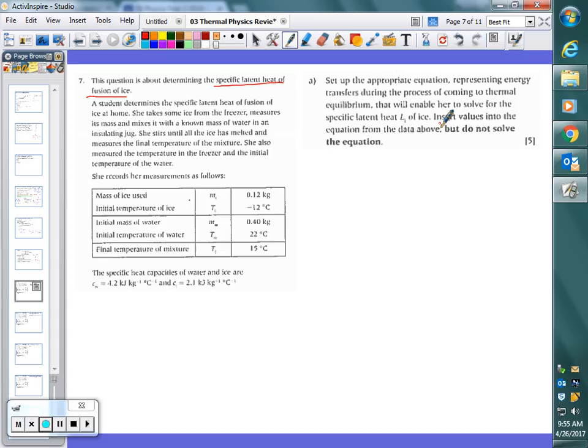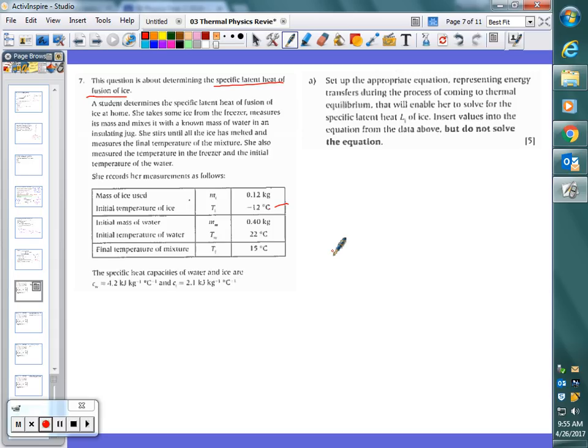So it's going to cool down, so it's going to lose energy. That's one energy transfer that has to occur, okay? It's going to melt. So that's 2, but what has to happen to the ice before it melts? What is the initial temperature of the ice? It has to heat up 12 degrees. That's a 3rd energy transfer. So now we're down to 3, right? What else has to happen?